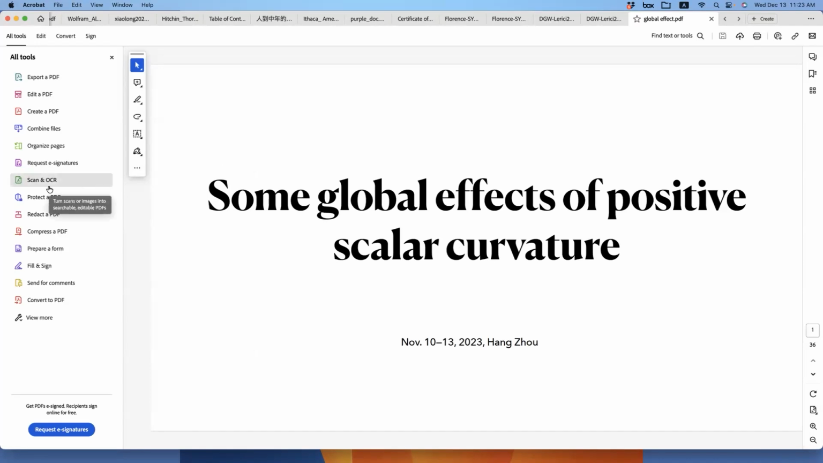Today I'll talk about some global effects of particle scalar curvature. Actually, this is a kind of survey of my recent journal work with my students and postdocs. There are two parts in my talk. The first one, I will focus on compact manifolds with boundary.